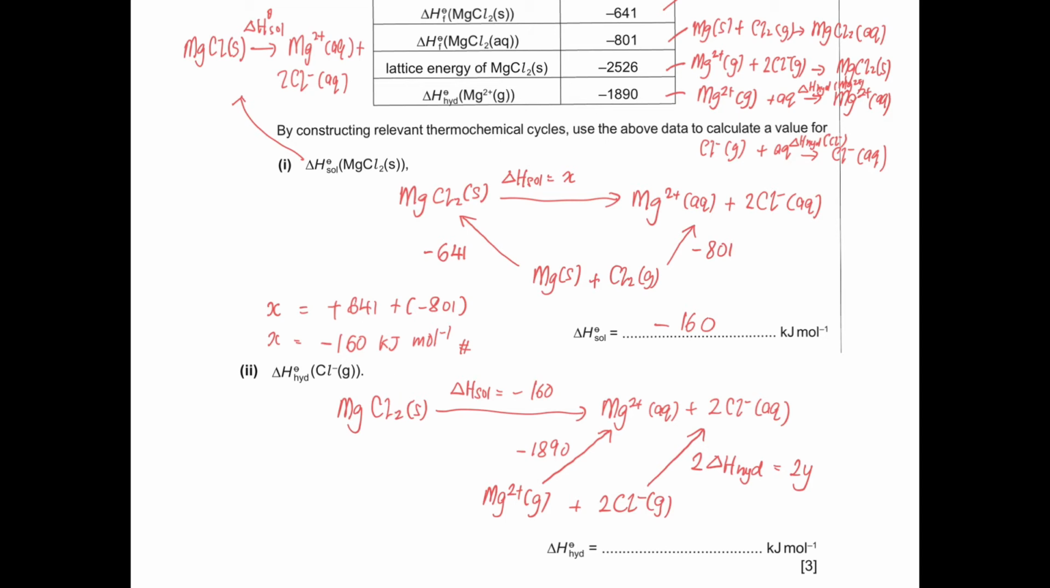So that is, if you can see here, the lattice energy, where the gaseous ions combine and form solid. I can put an arrow from here to here. In this particular way, the energy involved is the lattice energy of magnesium chloride, which is minus 2526.